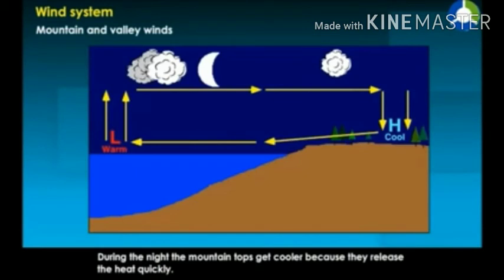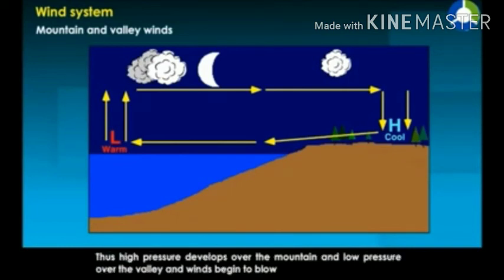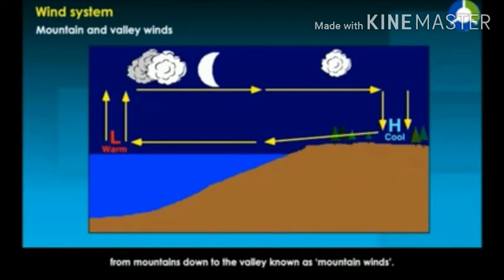During the night, the mountain tops get cooler because they release the heat quickly, while the valley, being protected by the mountain ranges, releases the heat slowly. Thus, high pressure develops over the mountain and low pressure over the valley, and winds begin to blow from the mountains down to the valley, known as mountain winds.